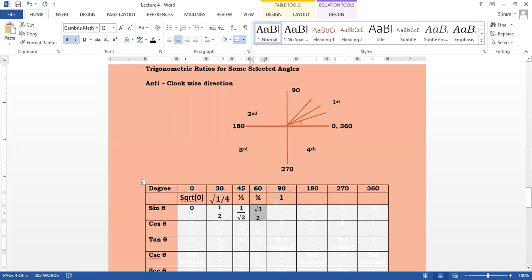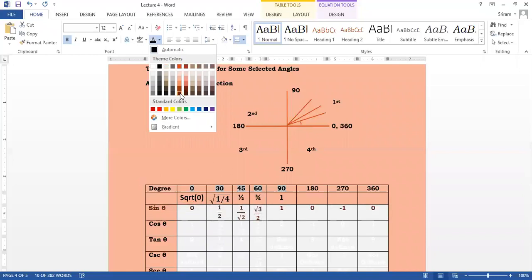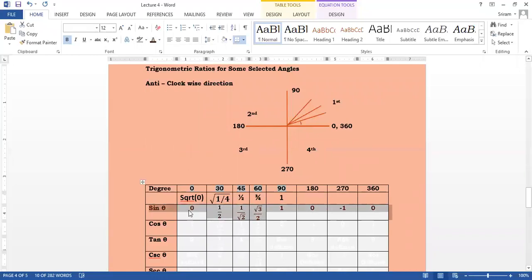I am going to find the root of 1. This is the same, no change, because root 1 is 1. So the square root of 0 is 0, square root of 1/4 is 1/2, 1/√2, root 3/4 is √3/2, and 1 is 1. This is the trigonometric value for sine theta. From this, we can find all the other angles.